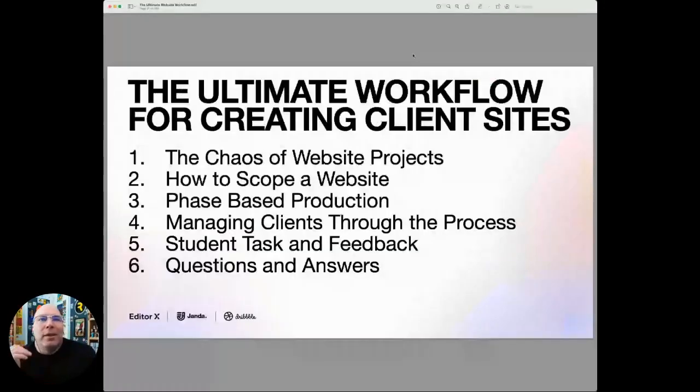Here's the outline of what we're going to go through here. The ultimate workflow for creating client sites. We're going to start with section 1, the chaos of website projects. Number 2, how to scope a website. Number 3, phase-based production. Number 4, managing clients through the process. Then there's going to be a little opportunity for you to share. I have a student task or a workshop-y task, and we'll have an opportunity to share those things and get some feedback. And then we're going to do Q&A.